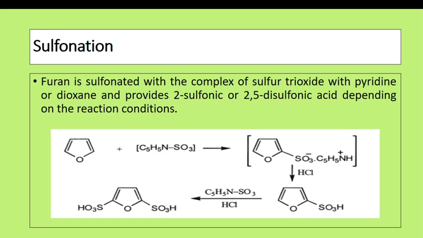Then sulfonation. Furan is sulfonated with the complex of sulfur trioxide with pyridine or dioxane and provides 2-sulfonic acid or 2,5-disulfonic acid depending on the reaction condition. So furan is sulfonated at second and fifth position. It gives a disulfonated product. It is 2-sulfonic or 2,5-disulfonic acid. So this is a very important sulfonating agent, with pyridine.